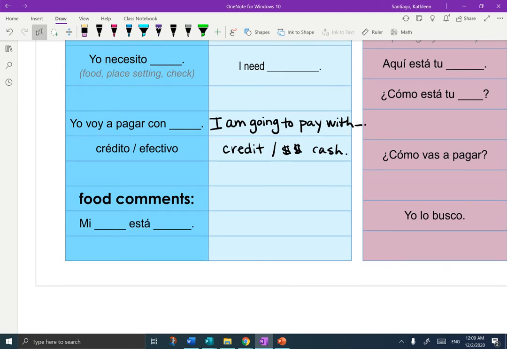After you get your food and before you pay, somewhere right in the middle, so this would actually probably go here, you would be making a comment on the food. We have already done this. Me, and then you talk about the food on your plate.